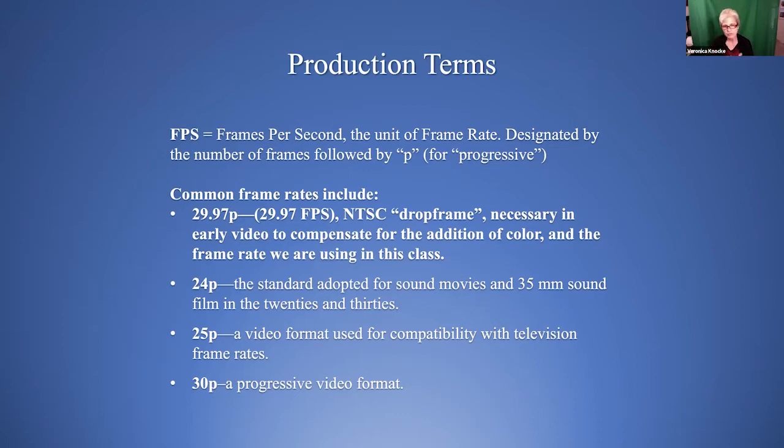24p was the standard adopted for sound movies and 35mm sound film in the 20s and 30s. 25p is a video format that's used for compatibility with television frame rates, so you don't get those funny scan lines. And 30p is a progressive video format that's used a lot of places. So those are the common frame rates. Be able to recognize what is a common frame rate. So if you see a number that isn't one of these, you'll know that it's wrong. And that way, when you're taking the test and you have to choose which one's a common frame rate, you'll know. So remember the common frame rates.